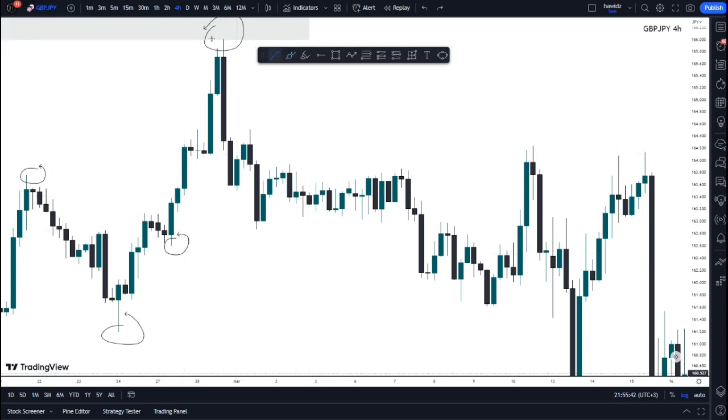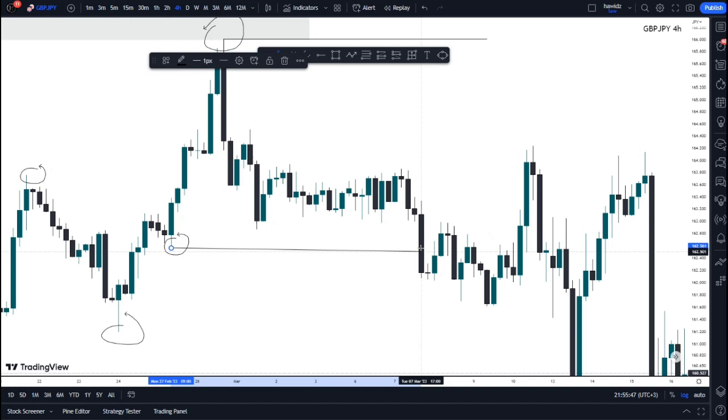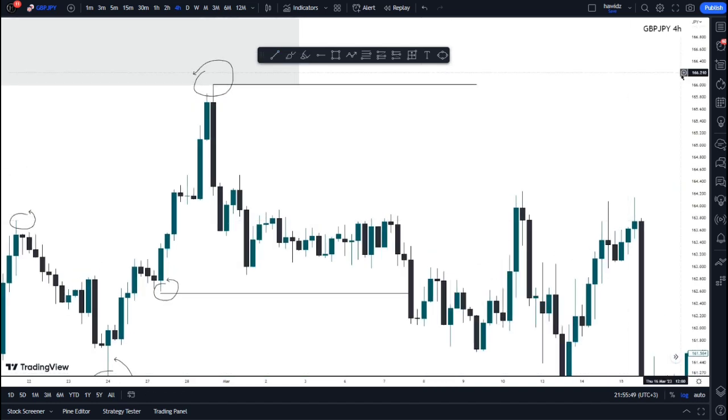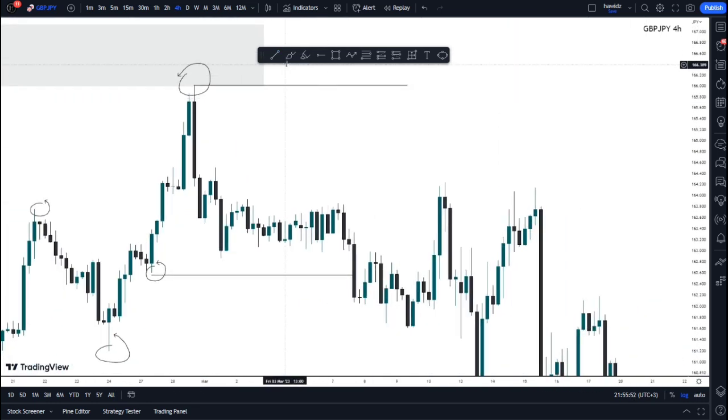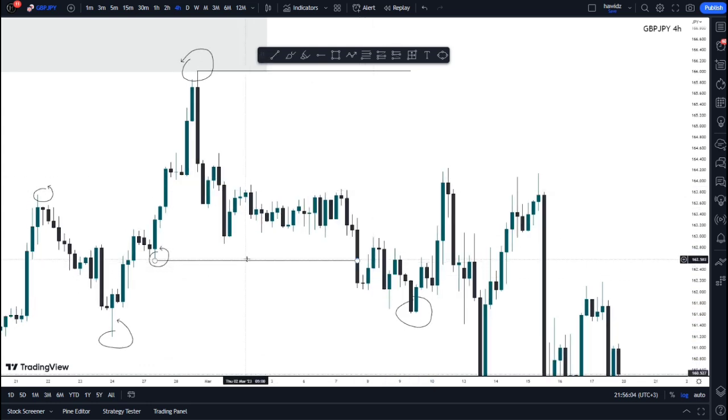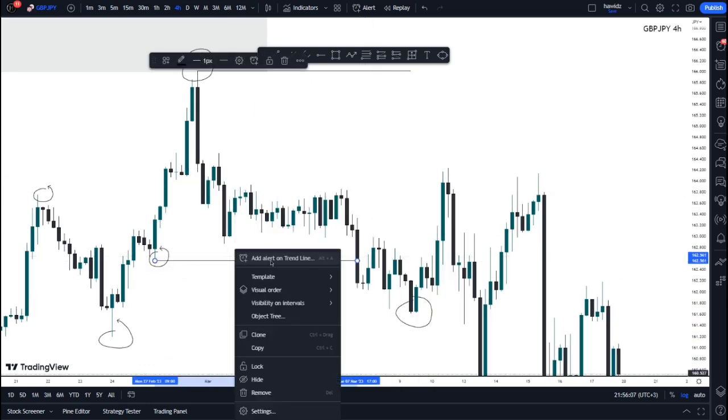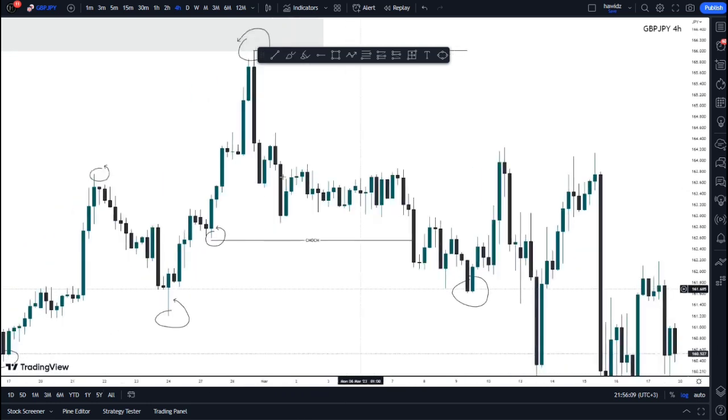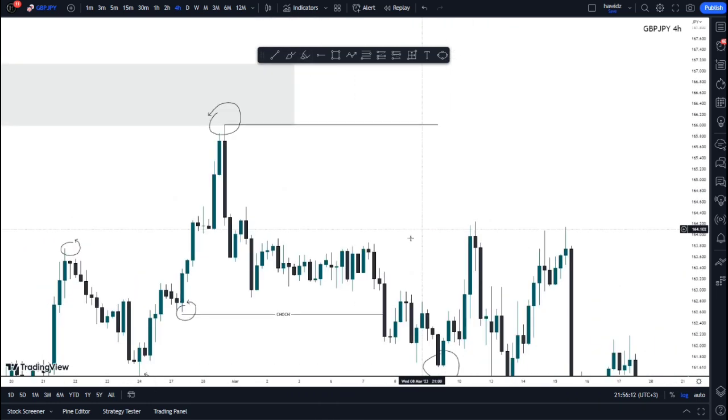So particularly we were just ranging from this high to this low, right? Now within this range, look at what price does. Price comes down and takes out this low with a break of structure and then prints a new low. So if price has now printed a lower low, we can name this our change of character, since price has pushed from bullish to bearish.